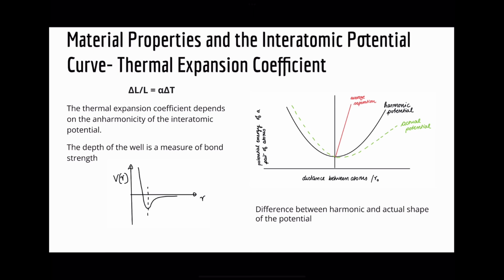In an ideal well, the well would be harmonic, meaning symmetrical on both sides, and so the distance between the atoms would remain the same however hard they vibrate. But the well is anharmonic, for example, steeper on the lower end of the distance between the atoms. Hence, the average distance between the atoms increases as you increase the temperature. The thermal expansion coefficient depends on the anharmonicity of the interatomic potential.